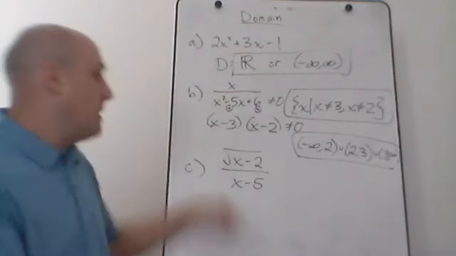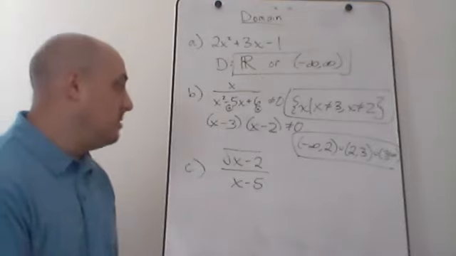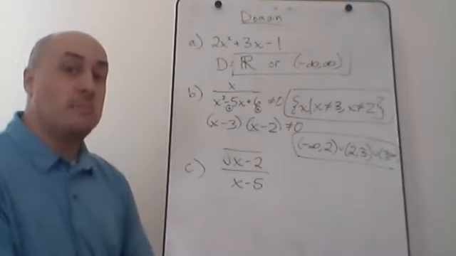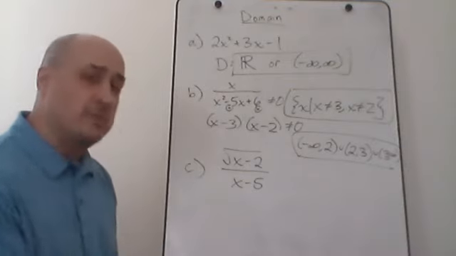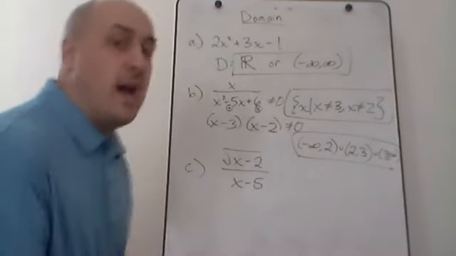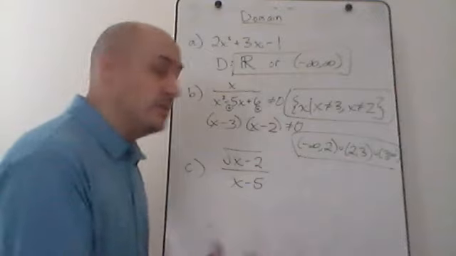All right, the last one we have up here, the square root of x minus 2 over x minus 5. So this one combines a square root and also a fraction. All right, so we just kind of have to do one of those at a time and then put the results together into one single answer.